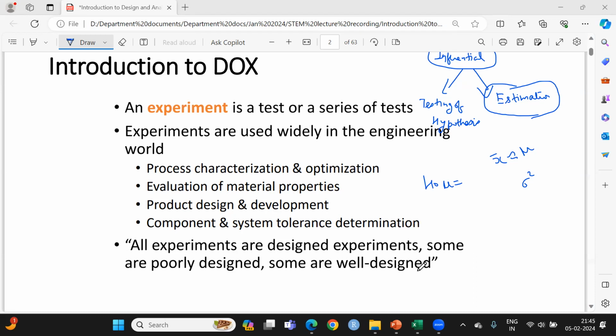Because with the change in design, the functioning of an item changes. That's why it is said that all experiments are designed experiments. Some are poorly designed, some are well designed.